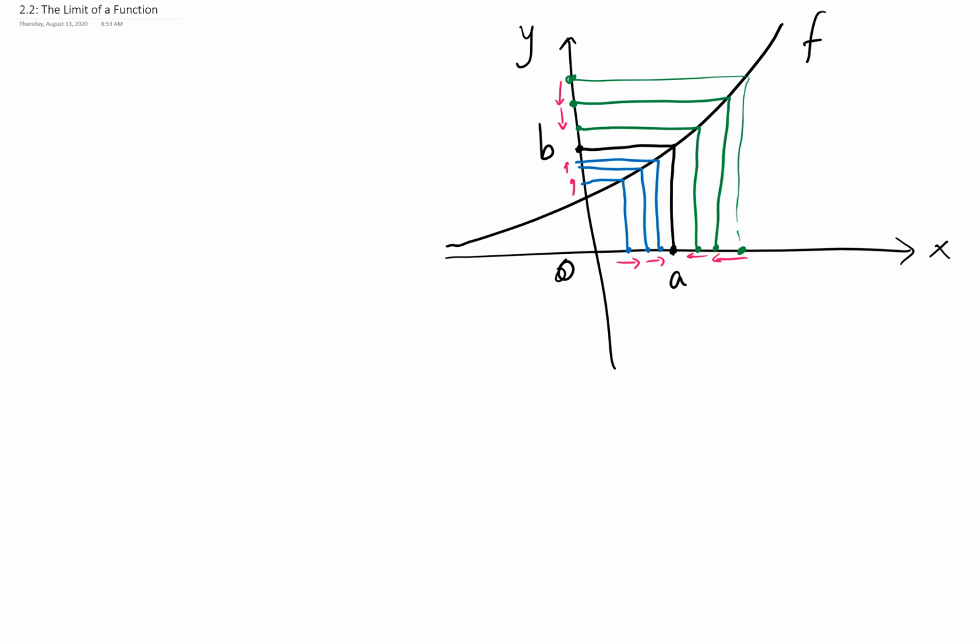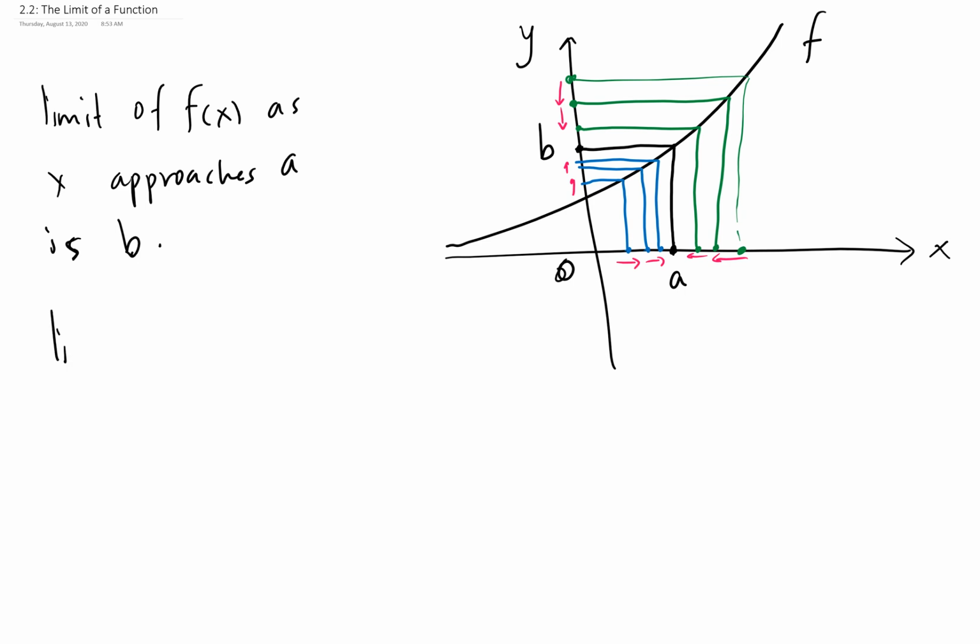To write that down, we say that the limit of f of x as x approaches A is B. That's what we just concluded here. As x gets closer and closer to A, the y value gets closer to B. In symbols, we're not going to keep writing this out. We can write lim f of x as x approaches A equals B. Is that okay, guys?